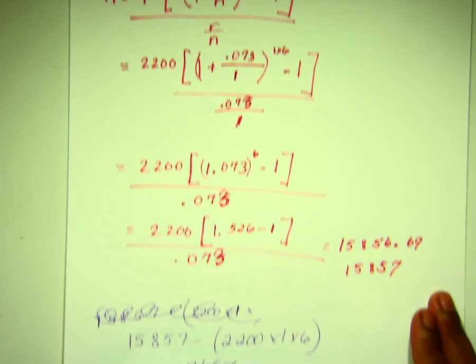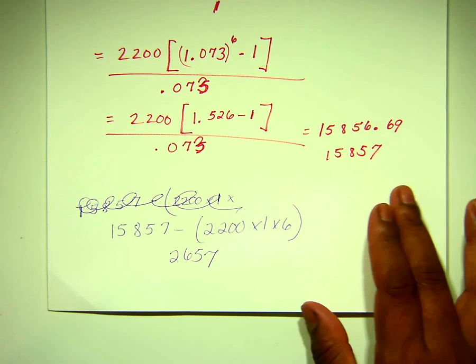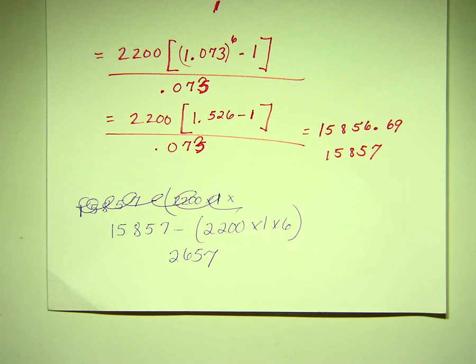For part B, my apologies for the scribble scrabble. You're going to get what you actually got from the annuity, which is the $15,857, minus your total deposits. So remember, you actually put in a principal amount of $2,200. It was compounding annually, which is every year, and then you had it right here for 6 years. So once you calculate this part, subtract it from the $15,857. Your interest earned was $2,657.